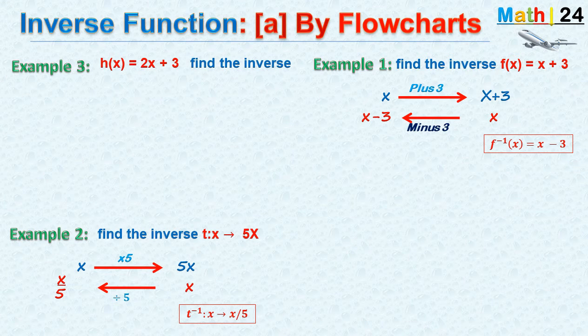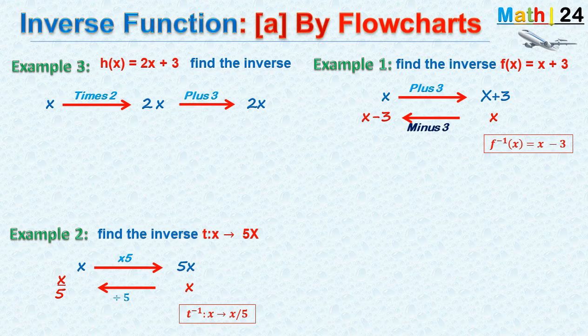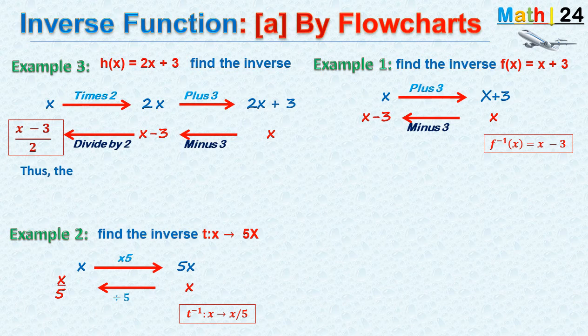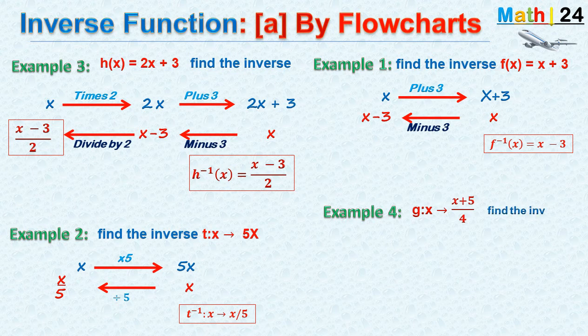Example 3, we have h of x equals 2x plus 3. To get the inverse, first of all, get the function. This one is a two-step function. So you take x and multiply by 2, you have 2x. Then you add 3 to this to have 2x plus 3. Now, to have the inverse, you start from the last operation you used in getting the function. So you have an x, then instead of adding 3, you subtract 3 to have x minus 3. Then the next operation is, instead of multiplying by 2, you divide by 2 to have x minus 3 on 2. So the inverse of this function is h inverse of x equals x minus 3 on 2.